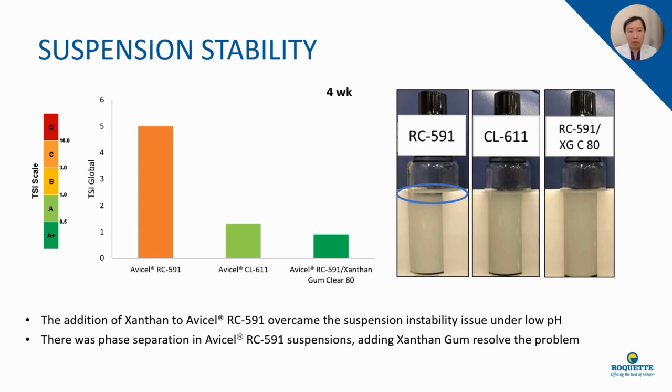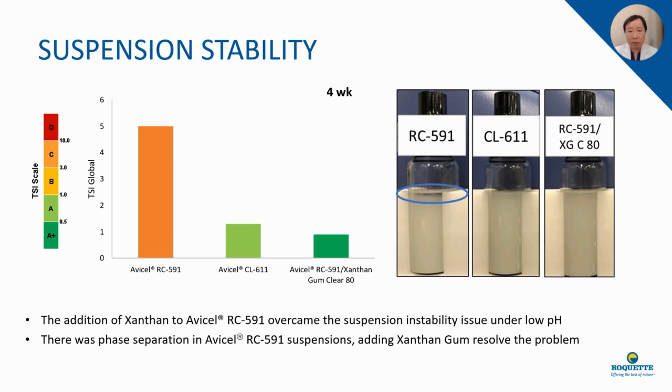This slide shows suspension stability data measured by Turbiscan. The formulation containing Avicel RC591 shows a high TSI value rated C, indicating instability and phase separation, which is visually also confirmed by the presence of a clear liquid layer in the sample bottle. And the suspension with Avicel CL611 demonstrates much better stability with TSI rating borderline between A and B.